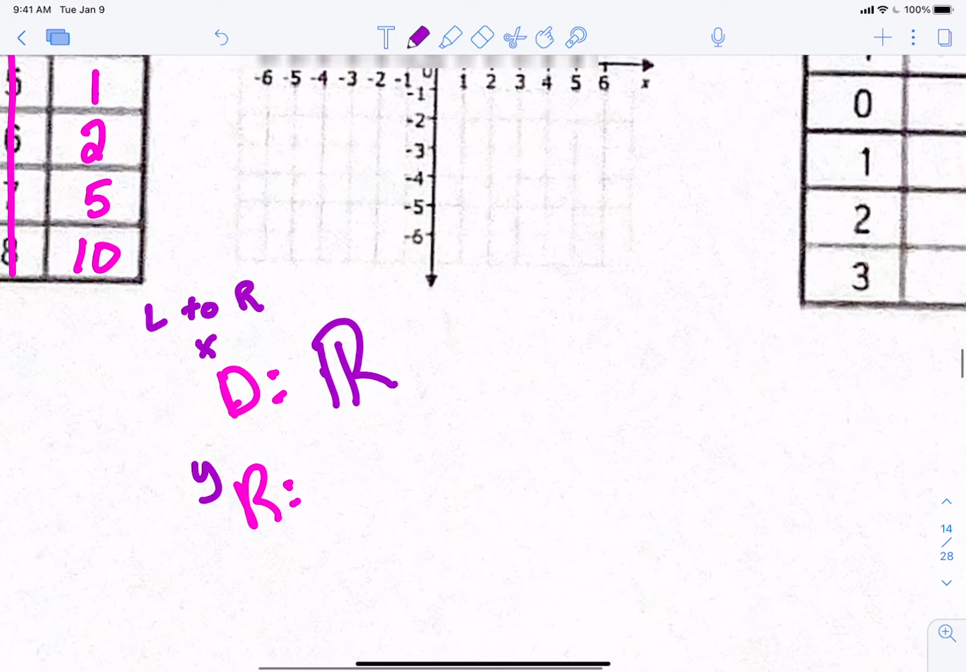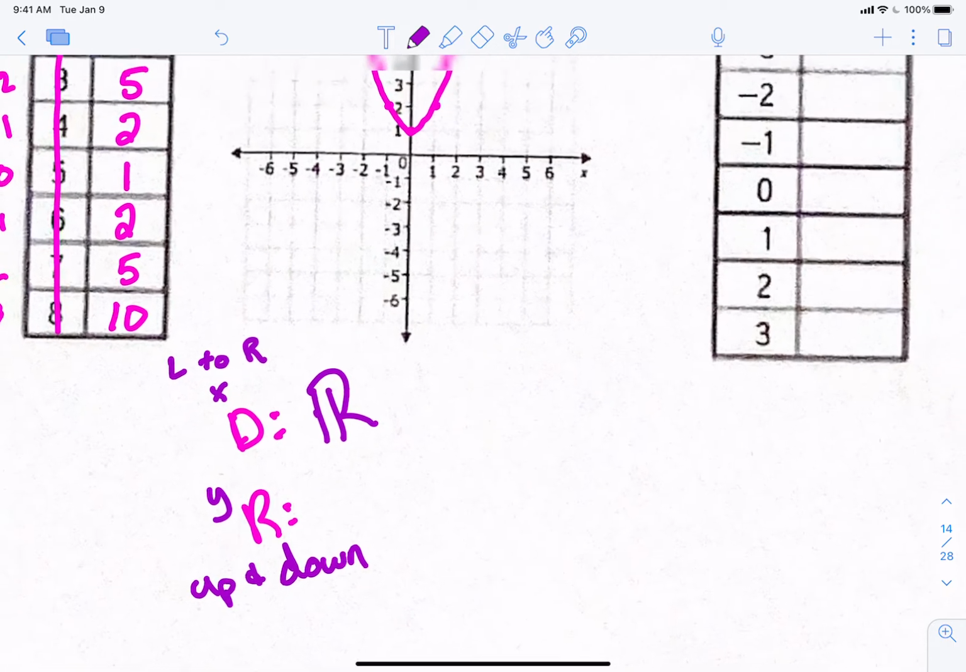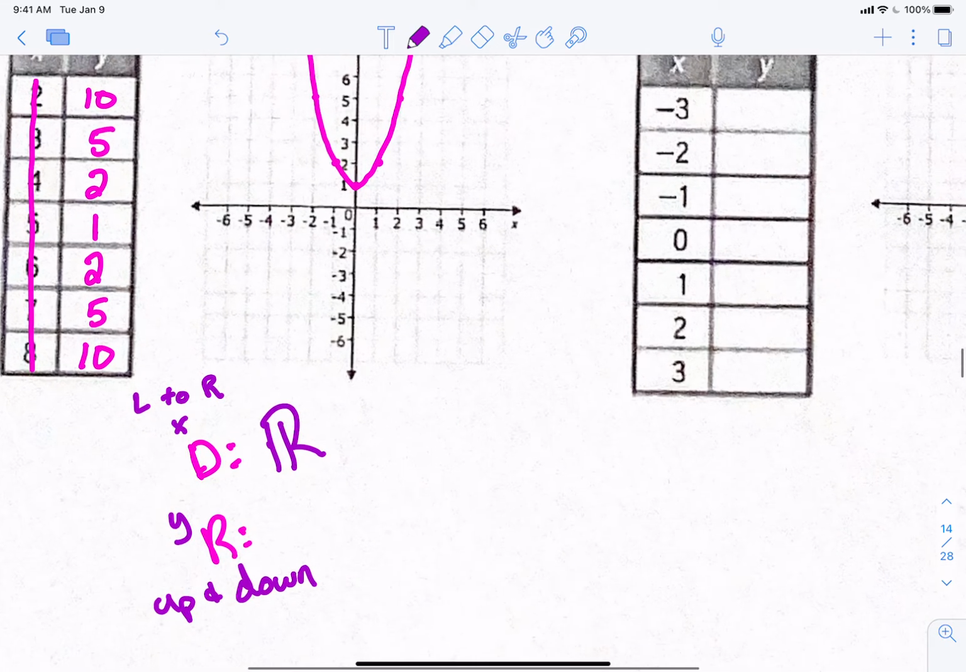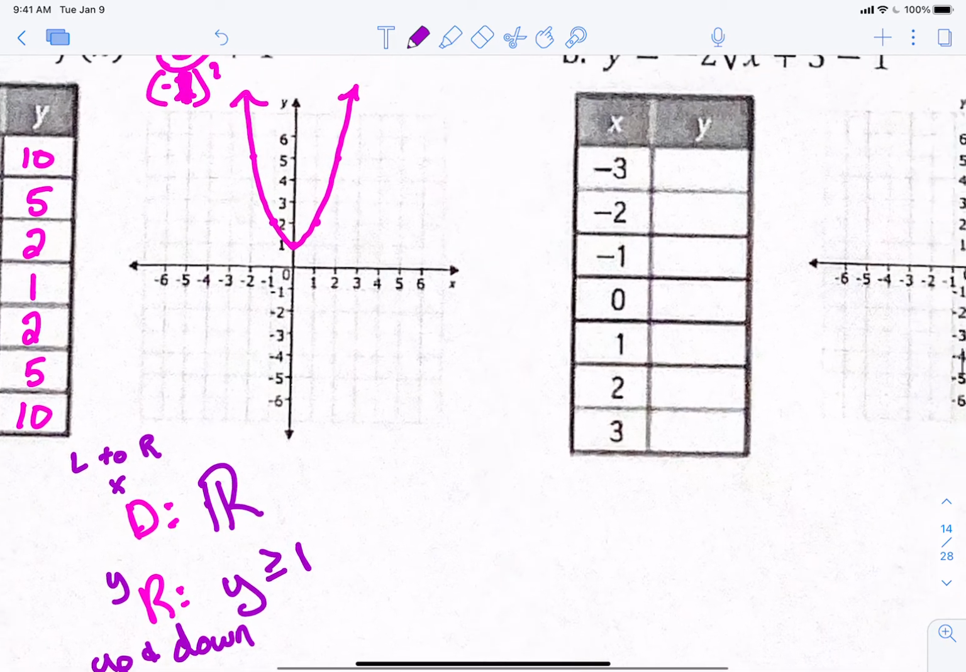Okay, the y coordinates go up and down. Will he go up forever? Yes. Will he go down forever? No. What's the lowest that he goes? Y's have to be greater than or equal to what? 1. He touches 1, and then he goes up forever, right? Okay, so that's my domain and range. Good? Happy with that? Yep.